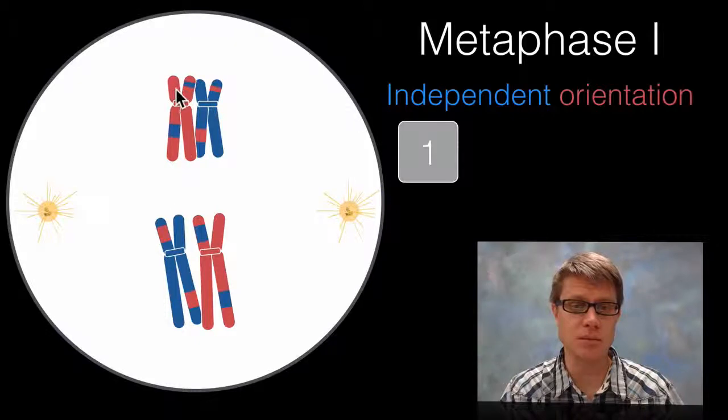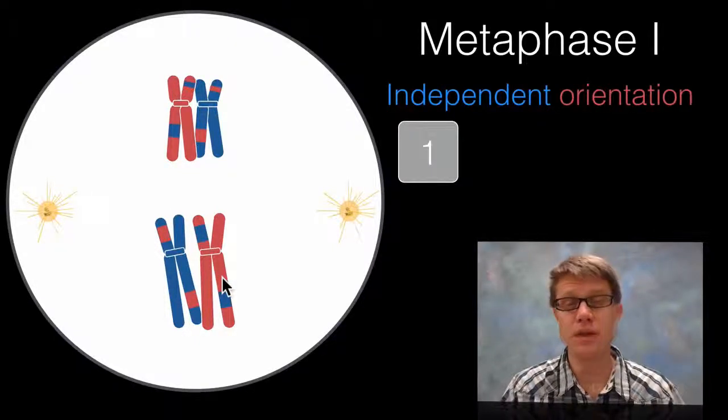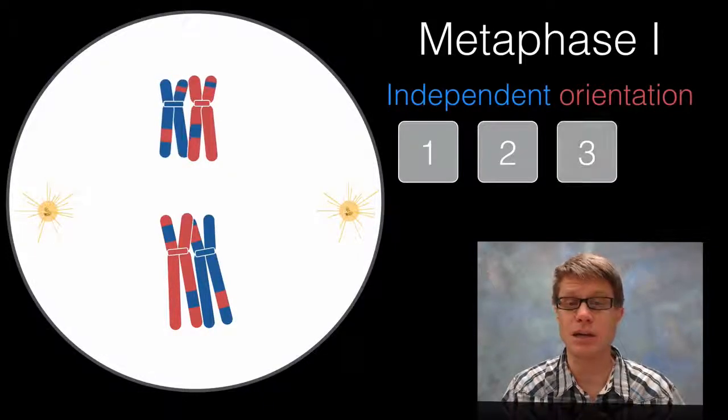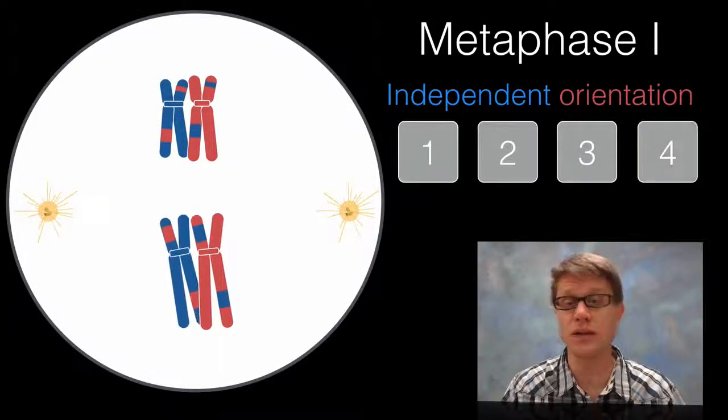Now they could have organized themselves like this with the blue one on the left and the red one on the right, but they could have easily organized themselves like this. So they could have been in a different position. So this would be a totally different orientation of the chromosomes. It also could organize like this for chromosome 2 or it could organize like this.